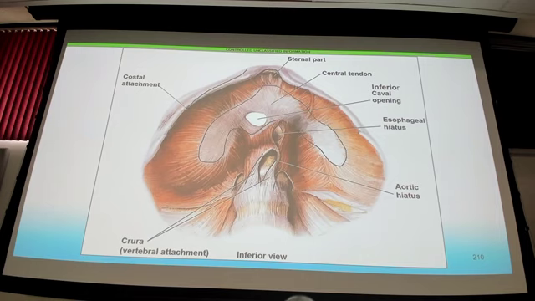And then we have to have openings in it, okay, where you have the inferior vena cava opening, you have an esophageal opening, and then the aorta. So these are all things that go from the thoracic cavity down into the abdominal cavity. Or you could say they're getting from the abdominal cavity up into the thoracic cavity, or more specifically the mediastinum of the thoracic cavity. So these are openings that allow that.